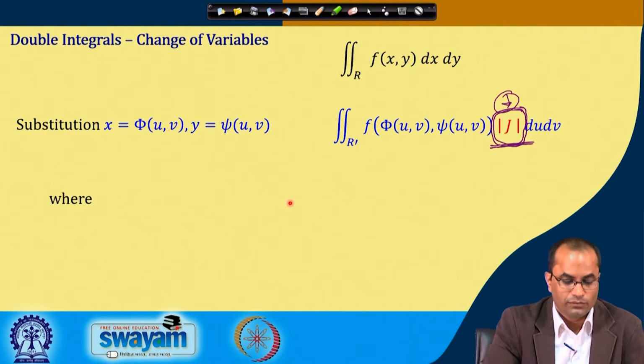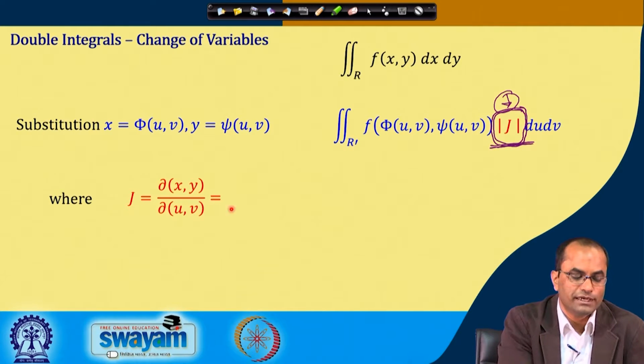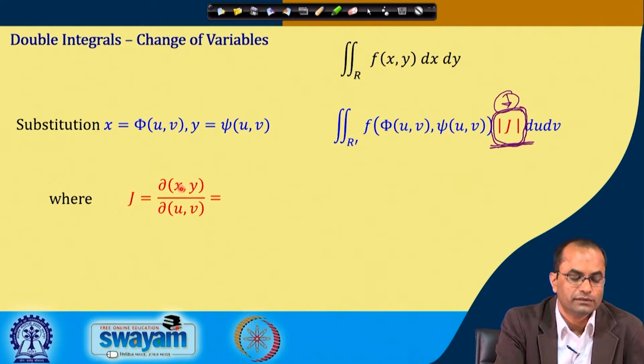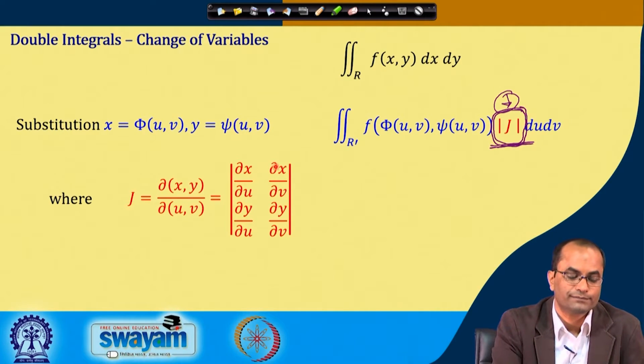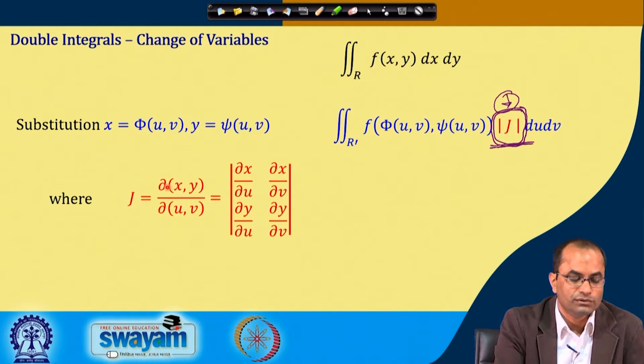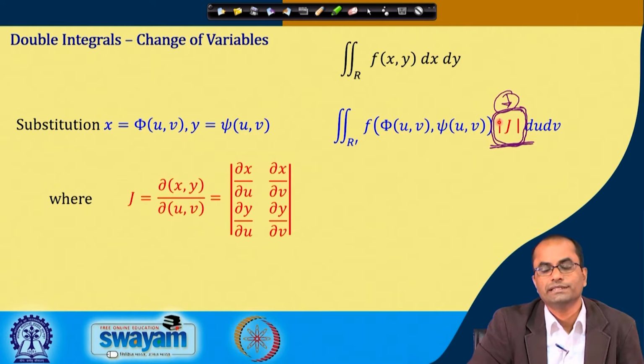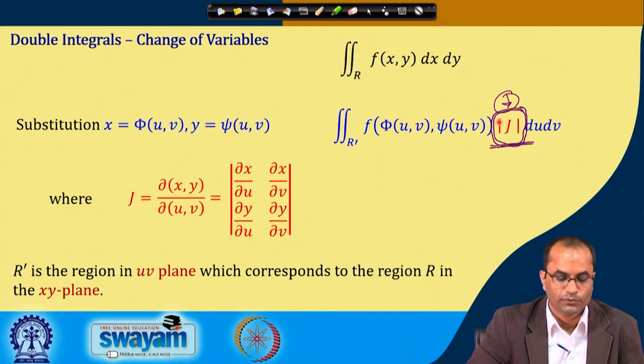Now, what is this J here? This J is again a kind of derivative which we call the Jacobian. So, the Jacobian of x, y with respect to u and v is computed in the form of this determinant: the partial derivative of x with respect to u, the partial derivative of x with respect to v, then the partial derivative of y with respect to u, and the partial derivative of y with respect to v. That is this J term here. We will compute this one, and the absolute value will go into the integral with this du dv. That is the important point here.